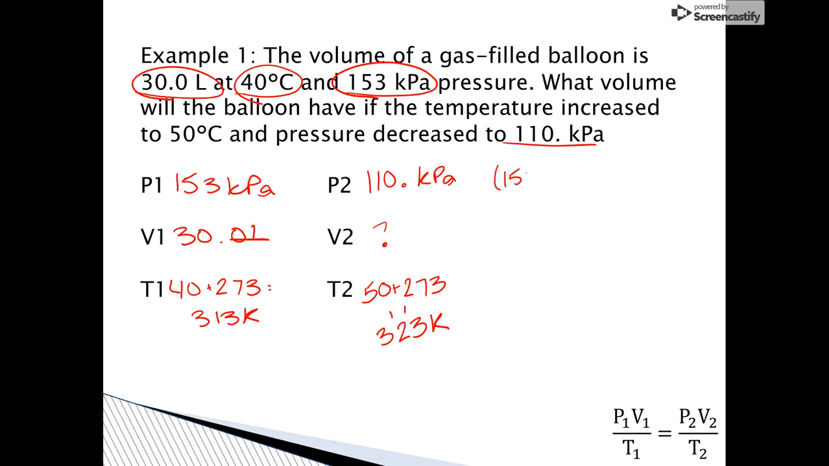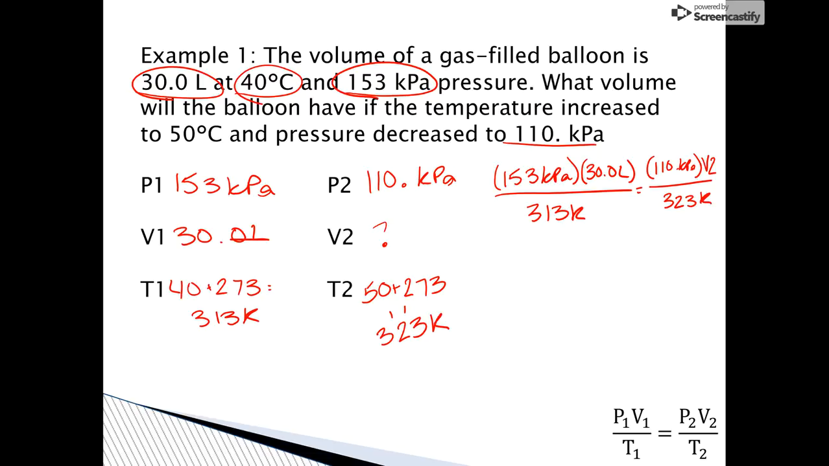P1 being 153, V1 being 30.0, T1 being 313, P2 being 110, V2 I don't know, so I'm just going to write V2, divided by T2, which is 323K.